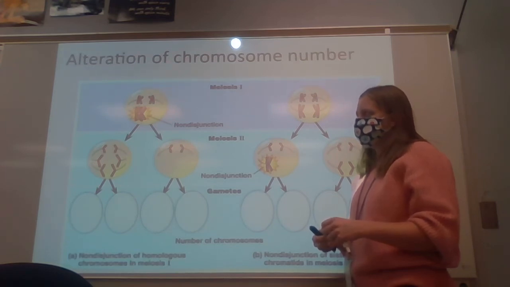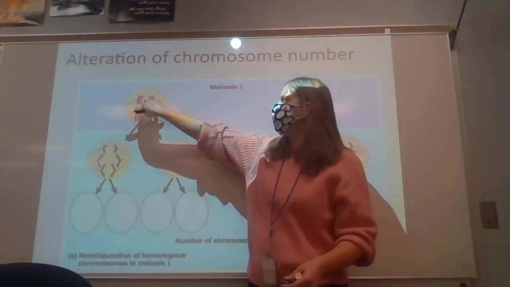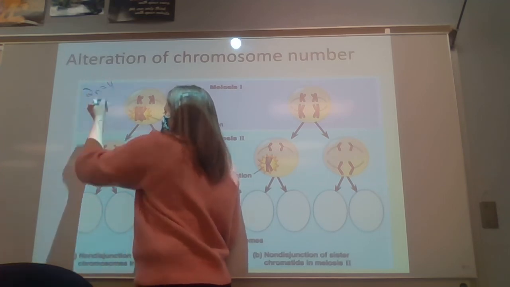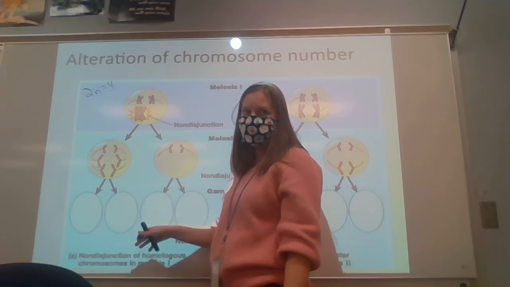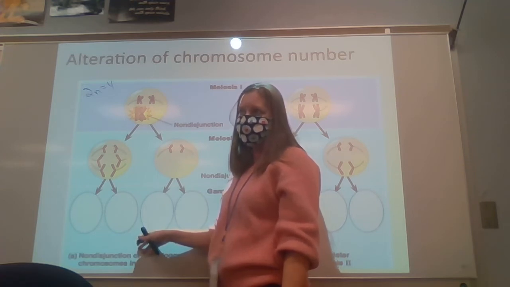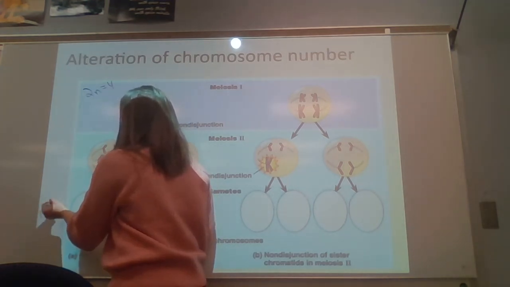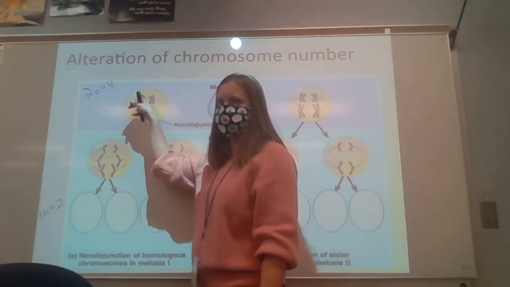So normally, if we were doing this process and non-disjunction wasn't an issue, we're starting out with a cell that's diploid and has 4 chromosomes. Ideally, what should our final gametes end up being? What should the notation be normally, under normal conditions? 1n equals 2. Okay. We should end up with 1 of each of these chromosomes in our cell, right? In this case, 1 short, 1 long.